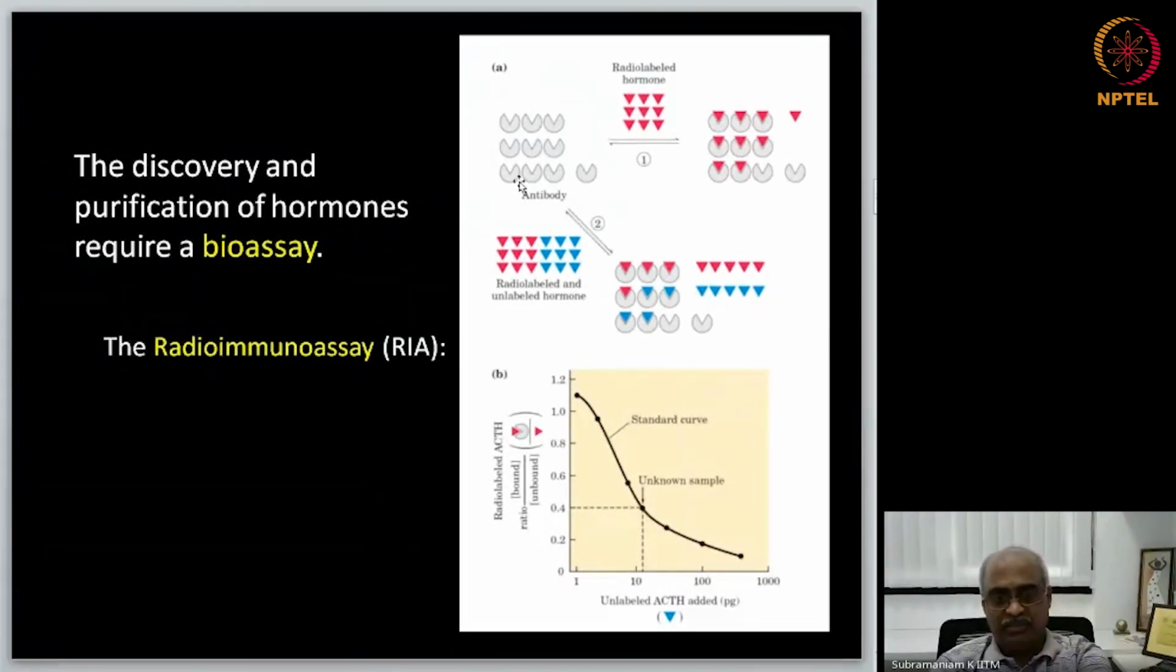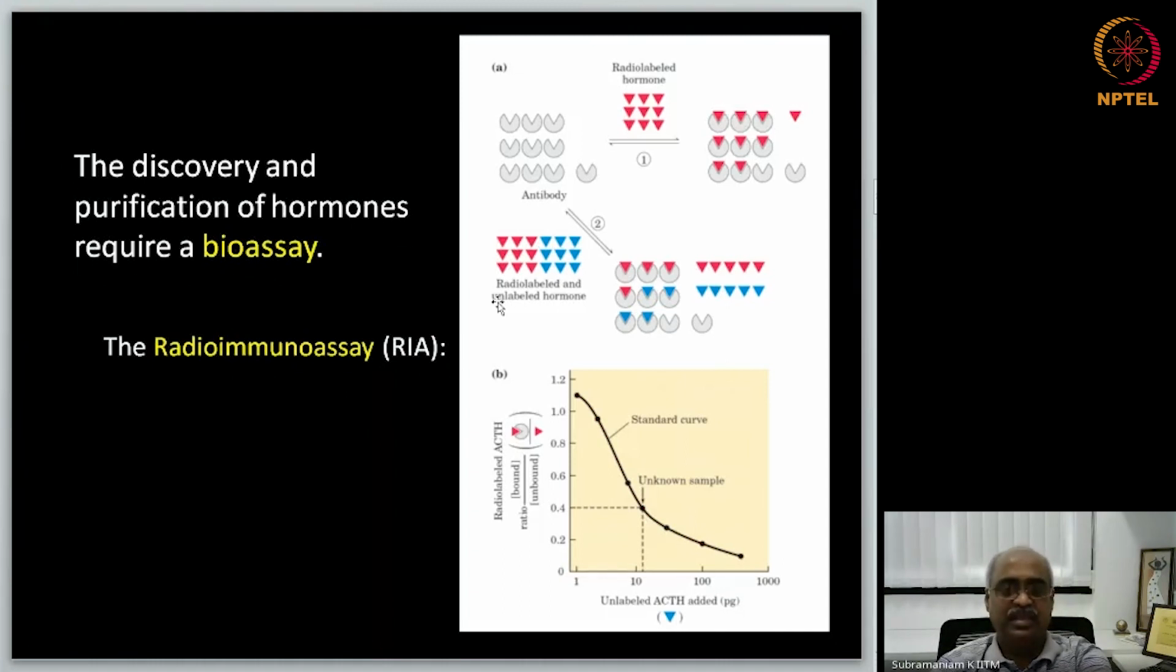Now, for example, you keep a constant amount of antibody and a constant amount of radio-labeled hormone. Now you keep increasing, in different reactions, the concentration of the unlabeled one.